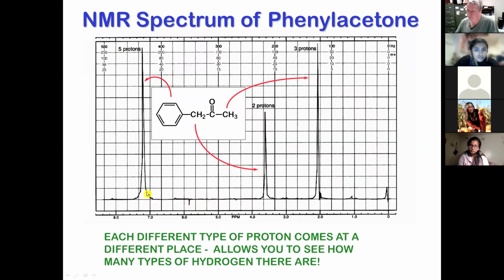And this is what it looks like. This is the phenylacetone molecule, and this is your first NMR for the course. You see this big peak right here. That's 5 protons. Why do we have 5 protons there? Well, how many protons are on the benzene? 1, 2, 3, 4, 5. Good. We also have a CH2 group, so 2 protons. We have a CH3, so 3 protons.